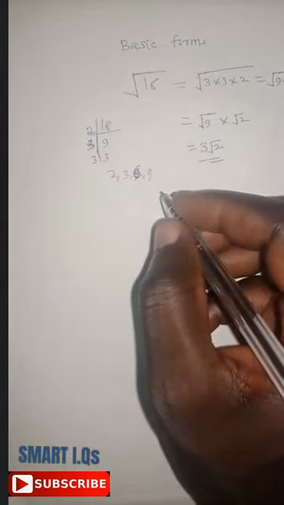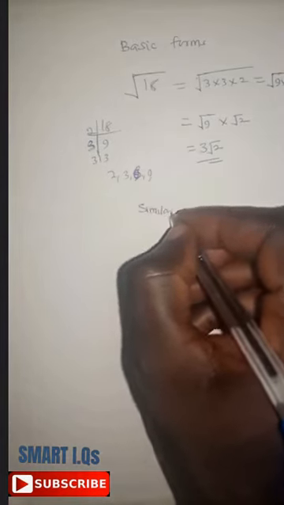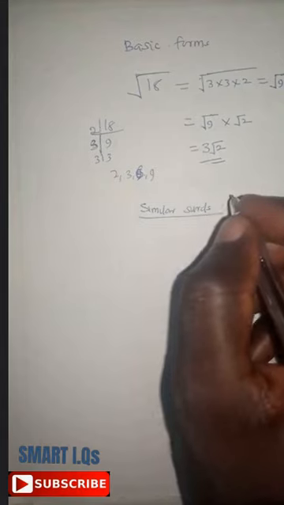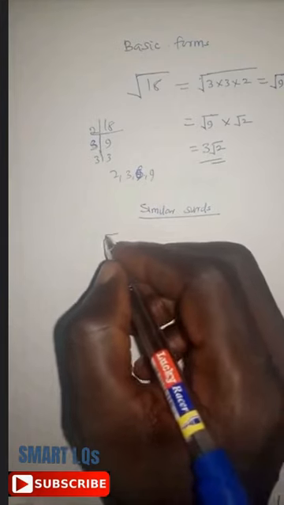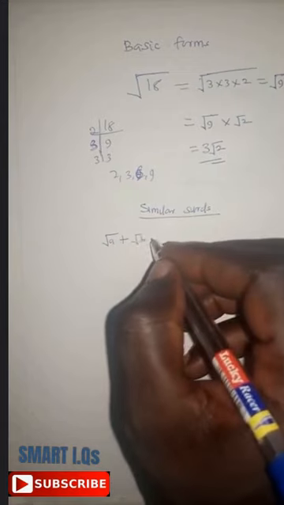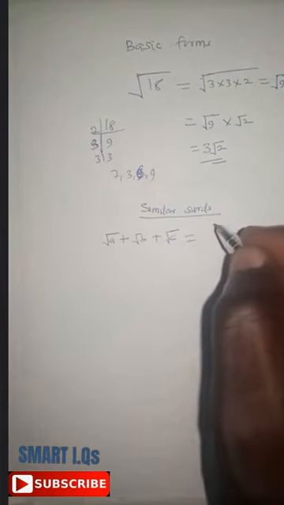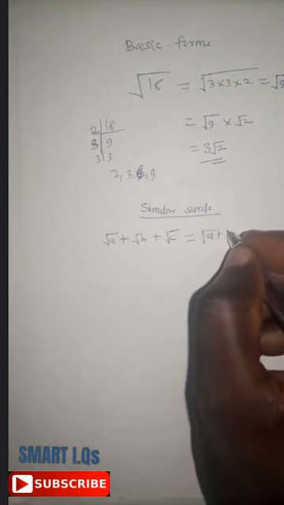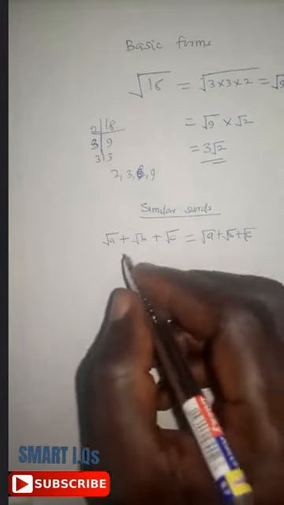Then we move straight to the next very important subtopic under this surds, and that is similar surds. So we have our similar surds. What do we mean by similar surds? We can have something like this: let's say A plus B and then plus C. Now these are different surds. So these are equal to A plus B plus C. There's nothing you can do about that. Please take note.